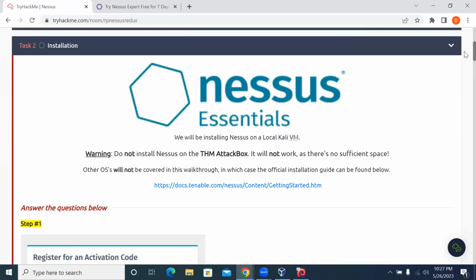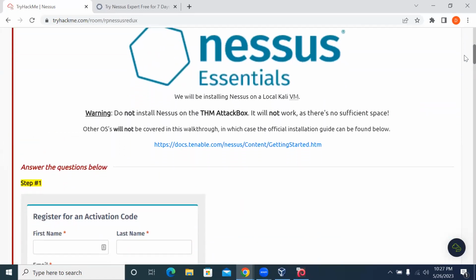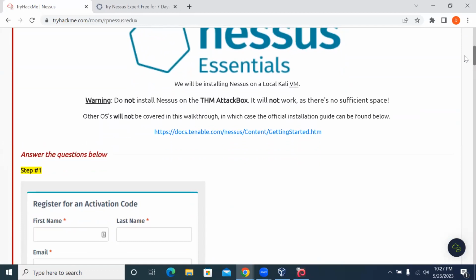You go through the installation. It says warning: do not install Nexus on the TryHackMe AttackBox. It will not work as there is not sufficient space, and other operating systems will not be covered in this walkthrough. In which case, the official installation guide can be found here, so you can click here to get the official installation file for Nexus.